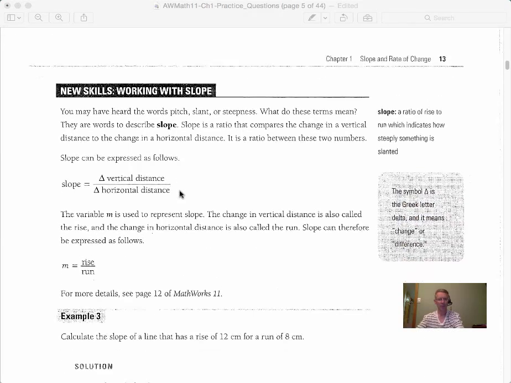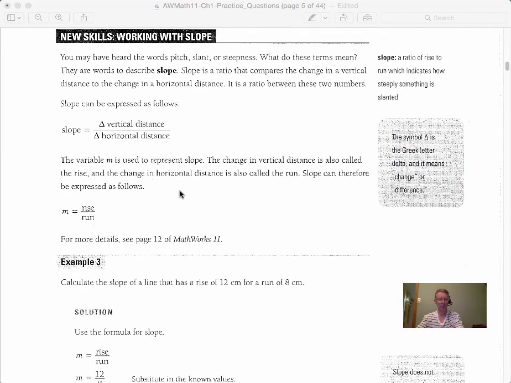On page 13, new skills, working with slope. So remember, slope is vertical distance divided by horizontal distance. This little triangle just means change in vertical distance divided by change in horizontal distance. So if you start here and you end up here as you travel, you go from here to here.